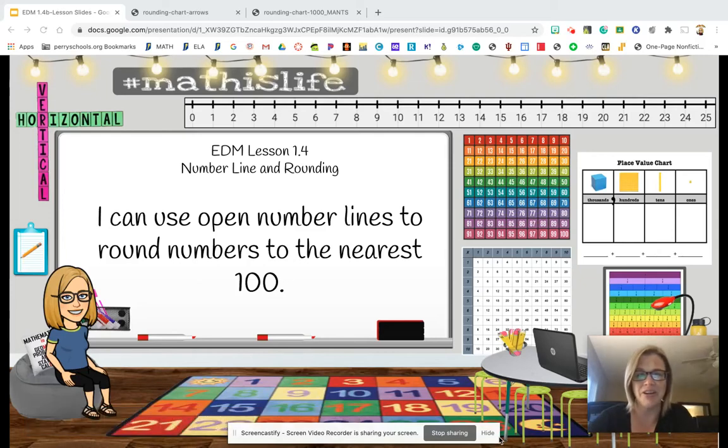Good morning, third graders. I am going to be working with you on our second part of our rounding lesson. So the other day we worked on rounding to the nearest 10, and today we're going to be working on rounding to the nearest 100. Before we jump into the hundreds, I want to review how we round to the nearest 10.